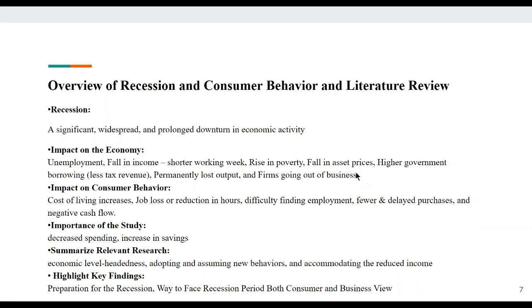And out of those topics, the significant part is what the consumer behavior impact is during recession, such as the cost of living increase, job loss or reduction in hours, difficulty finding employment, fewer and delayed purchases, and negative cash flows. Actually, those are the impacts during recession.